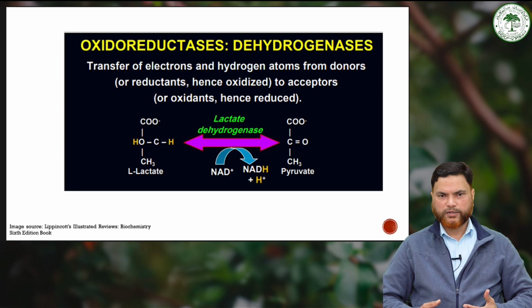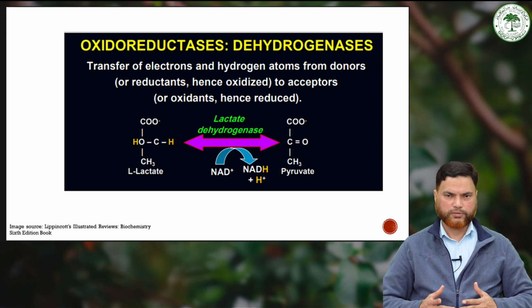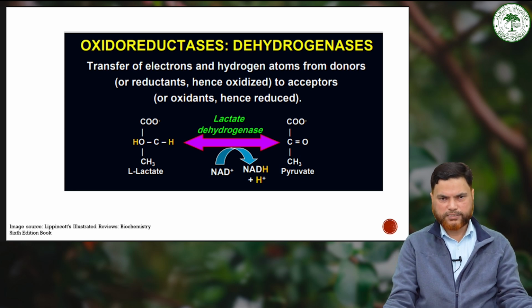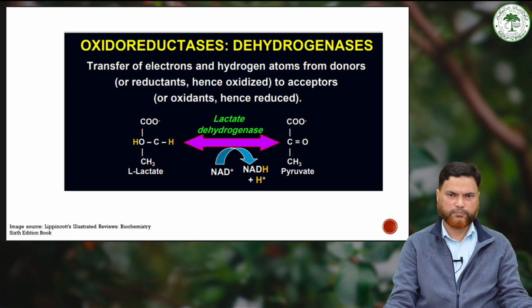Now I will discuss one by one with some examples to get a clearer picture of these different classes of enzymes. So first, as I mentioned, oxidoreductases belong to those enzymes that catalyze oxidation reduction reactions, which involve the transfer of electrons from one molecule to another. Trivial names of oxidoreductases include oxidases and dehydrogenases.